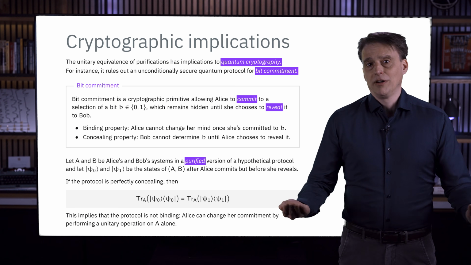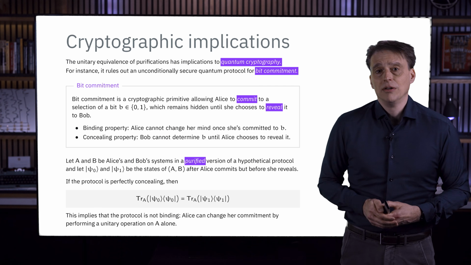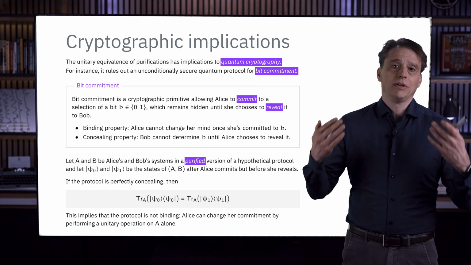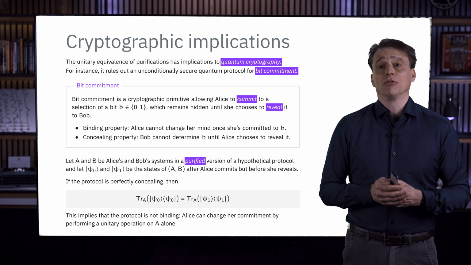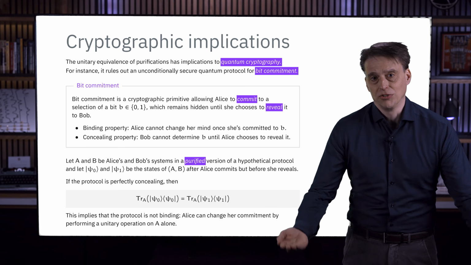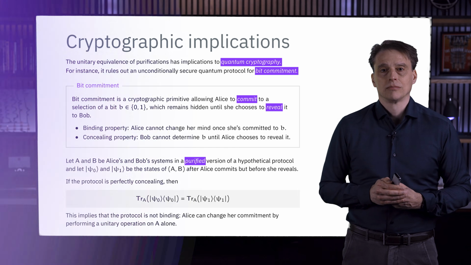There are details in there that I've swept under the rug, but the heart of the matter is that the unitary equivalence of purifications tells us that this primitive is not something that we can reliably implement using quantum information without additional assumptions of some kind.